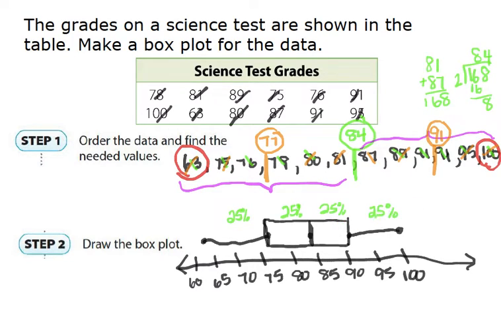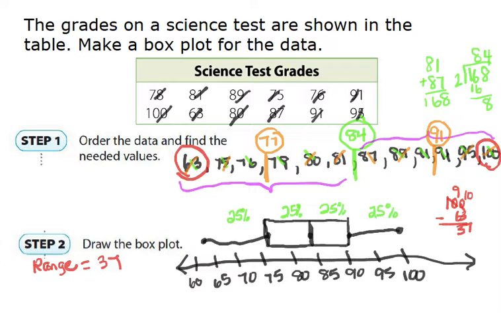And remember, we had 2 measures of spread that we talked about. The first one is the range. Remember, range is just the greatest minus the least. So I'm going to take 100 and subtract 63, and I end up getting 37. So my range is 37 points.